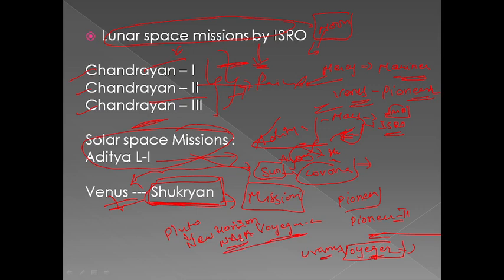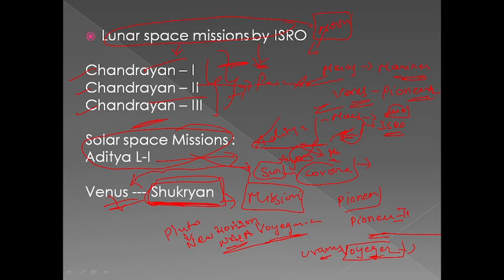So these are the various missions launched by ISRO and NASA to different planets. On the lunar space missions by ISRO, we have Chandrayaan 1, 2 and 3. Chandrayaan 1 is successful and 3 is successful, and Aditya L1 is going to be launched by ISRO, and also Shukrayaan is going to be launched by ISRO in order to study the planet Venus.